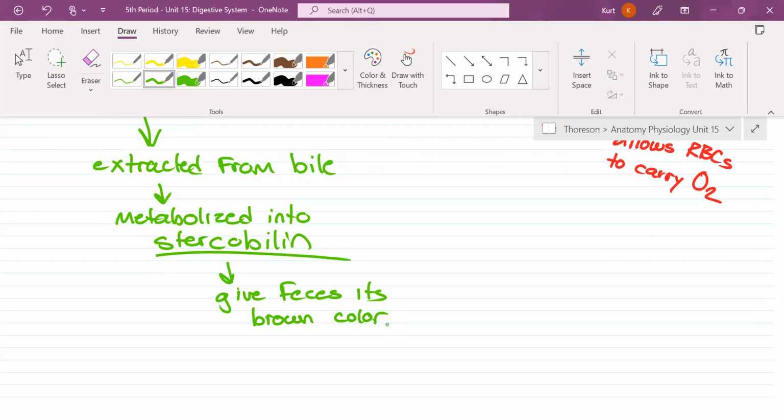Do you have any idea what color your poop would be if it wasn't for the stercobilin, which came from the bilirubin, which came from your blood? Red. Not red, not yellow. White. Not white, you're close. Blue. Blue? No, that's a little intense. Gray. Your poop would be gray without the hemoglobin from your blood.